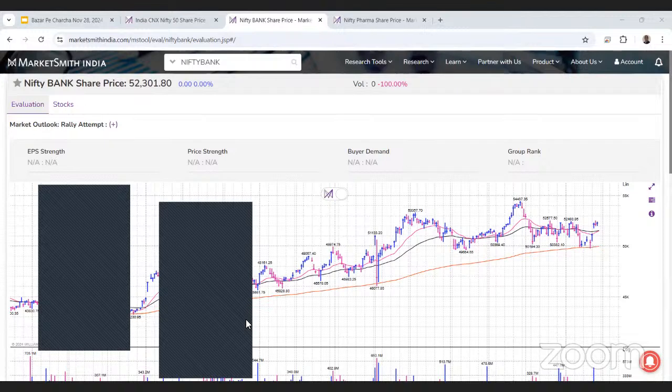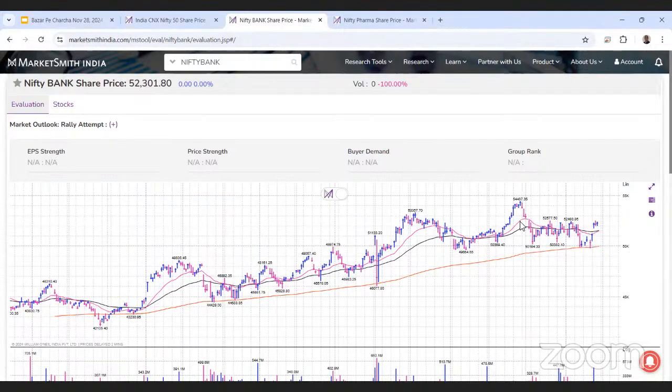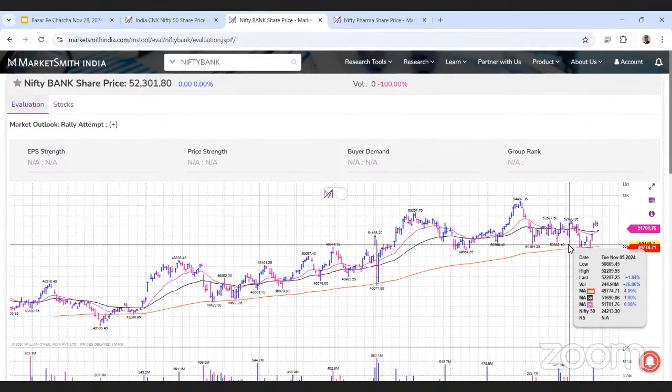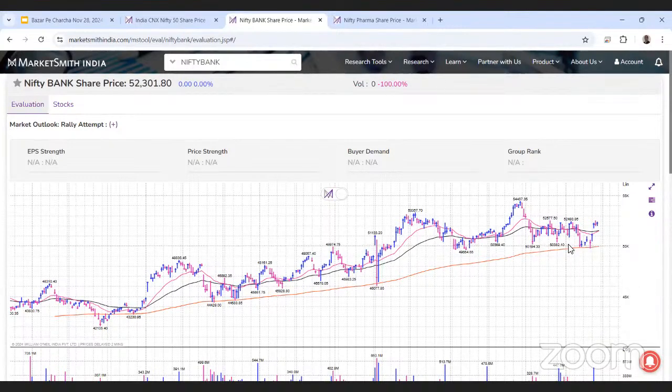So I can say that unless it crosses and holds above 52,500 decisively, it may again move into the sideways direction, roughly the 52,500 to 50,000 zone. Today it breached 52,000 and closed around that level on an intraday basis. So below 52,500, this index will also remain sideways. But yes, there is some positivity in this sectoral index.